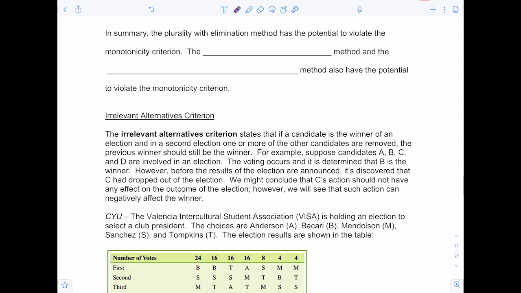So if we were to summarize, as we saw, the plurality with elimination method has the potential to violate that criterion, the monotonicity criterion. You should also note that the Borda count method and pairwise comparison sometimes also have the potential to violate the monotonicity criterion. Okay, so we're going to write that in because that's important.